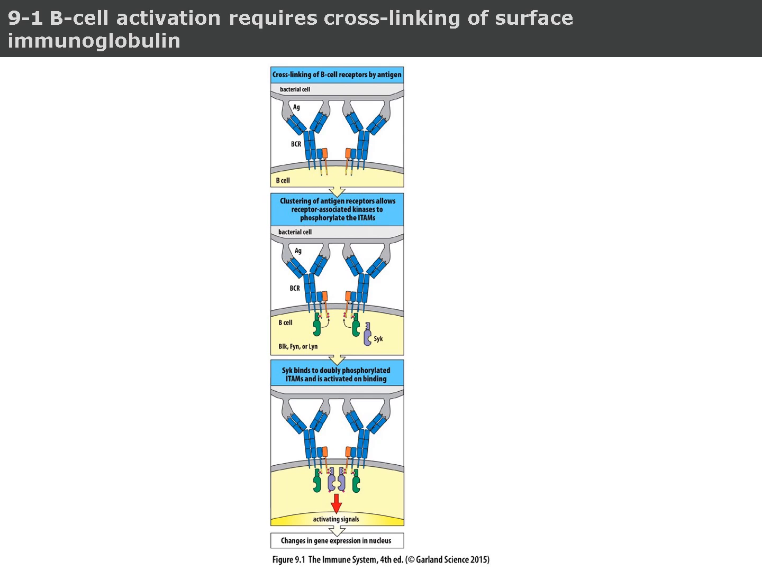This triggers a cascade of intracellular signals, ultimately resulting in changes in gene expression in the nucleus. These gene expression changes prepare the B cell to proliferate and produce antibodies. This precise and regulated signaling ensures that B cells are only activated when they encounter specific antigens, keeping the immune response both targeted and efficient.